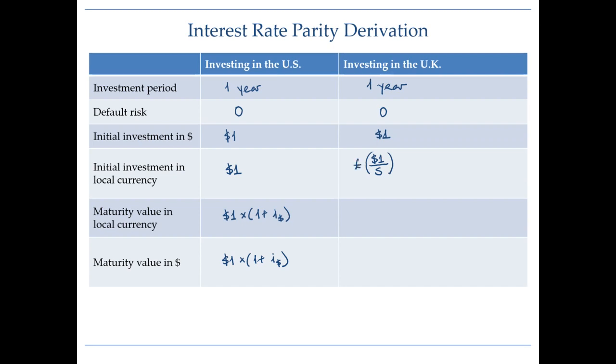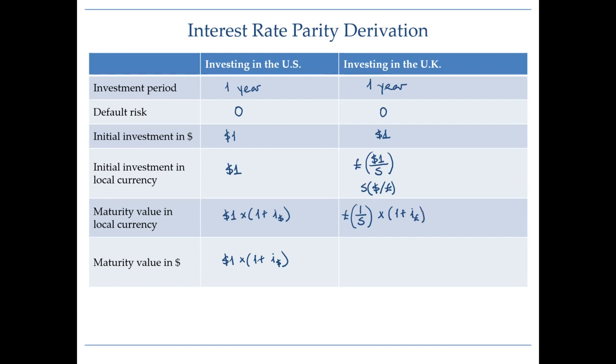So remember, in this case, spot rate is quoted in direct terms. So in other words, we're talking about dollar price of 1 pound. So that's why we take $1 divided by the spot rate to get the amount of pounds that we will be investing in the UK. So this is the amount we will invest in the UK. Then our maturity value in local currency is simply the initial amount we invested in the UK, so this amount of pounds multiplied by 1 plus UK interest rate. So again, just a simple time value of money formula.